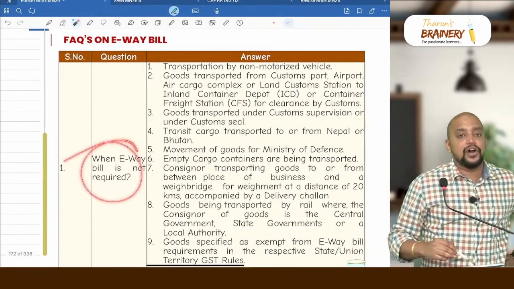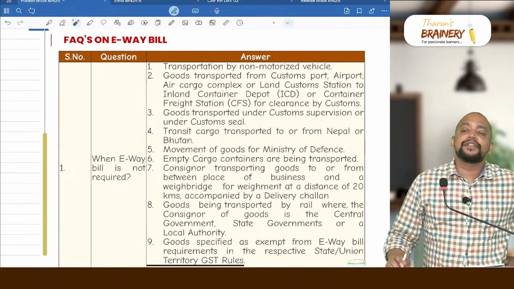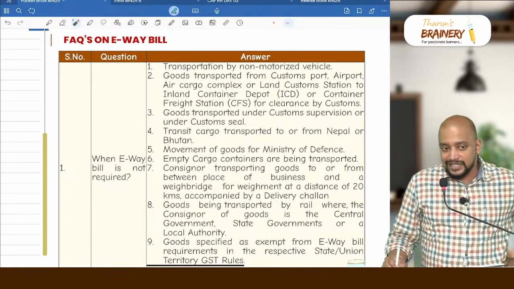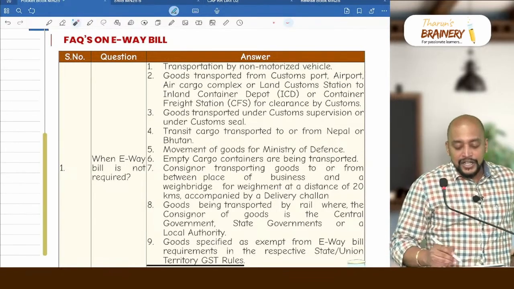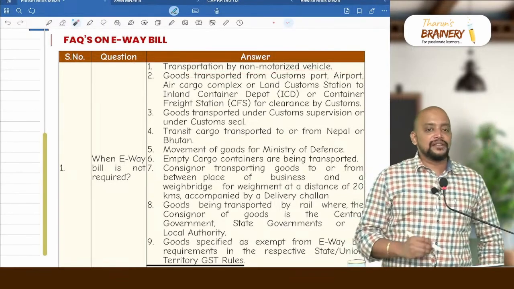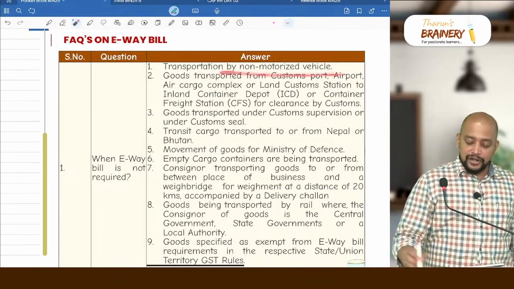These are the cases where e-way bill is not required. Already we know one point, where the value is less than or equal to 50,000, that is including GST, but other than job work and handicrafts. Apart from that, there are some more cases. If you are transporting the goods by non-motorized vehicle, then e-way bill is not required, like horse cart, bullock cart, manual rickshaws, etc.